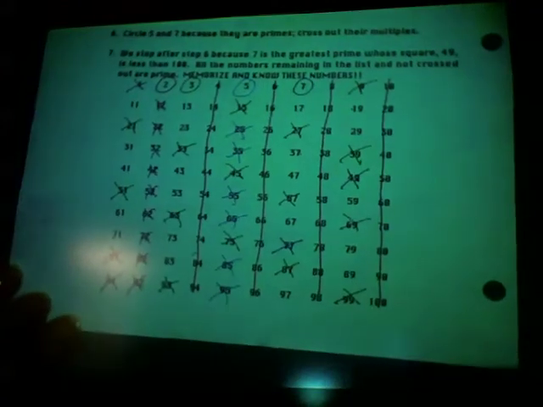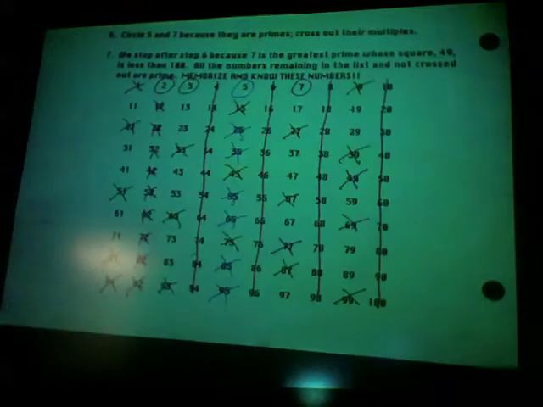That's it. So then the last step says we stop after 6 and 7 because 7 is the greatest prime whose square, 49, is less than 100. What's half of 100? 50. So that's the point, is we've already gone through half of it.